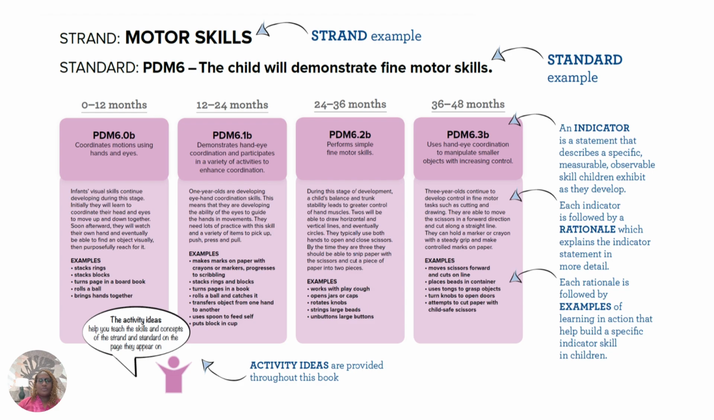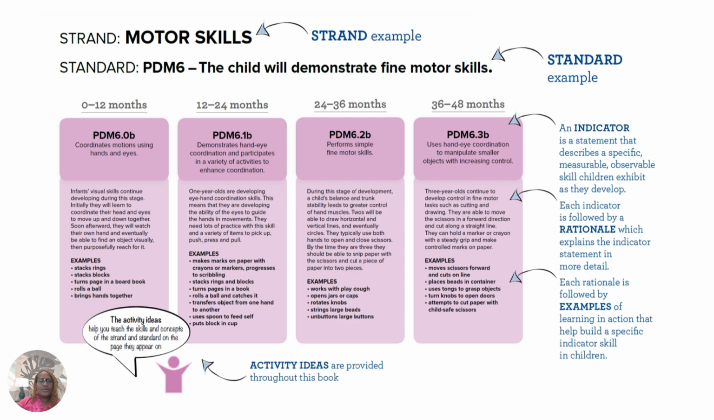With the Georgia Early Learning and Development Standards, we look at a couple of things. We look at the strand. This strand is going to identify the motor skills. We look at the standard. PDM6 stands for physical development. The area is 6. Here we state that the child will demonstrate fine motor skills.